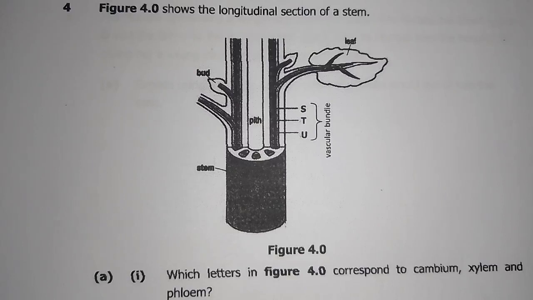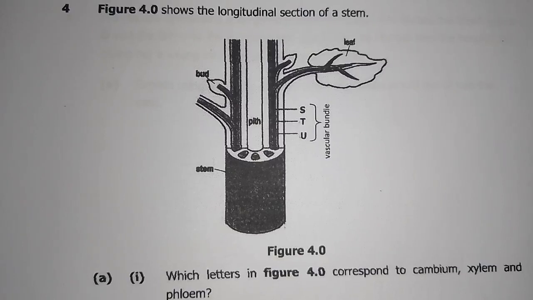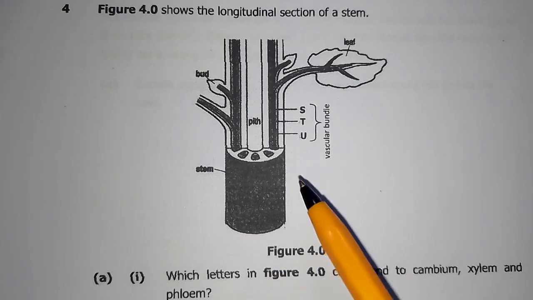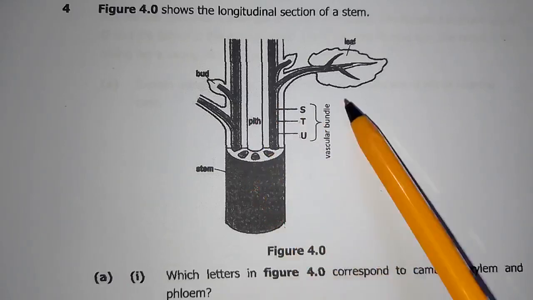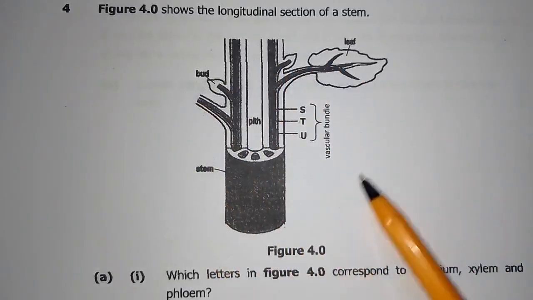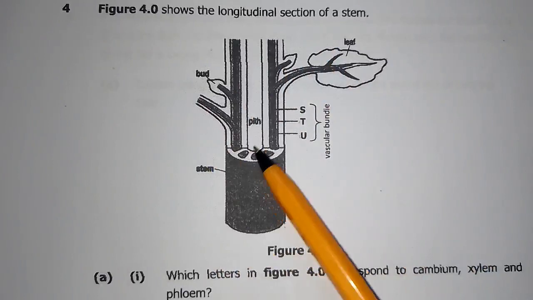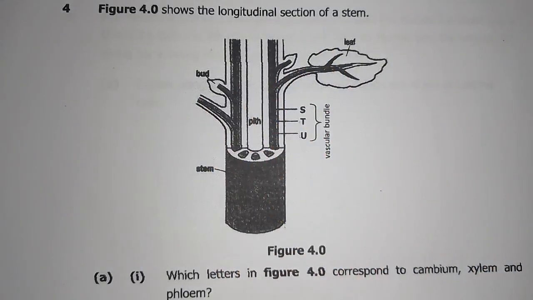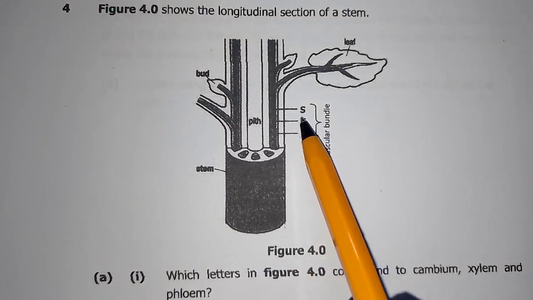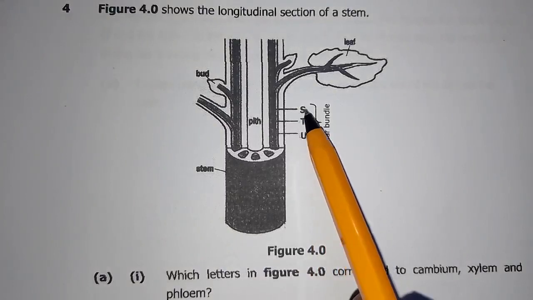So this is how the question is. It is saying figure 4.0, this is question 4. It is saying that figure 4.0 shows the longitudinal section of a stem. This is a stem. We are given a longitudinal section of a stem. Then we are given these which are here.